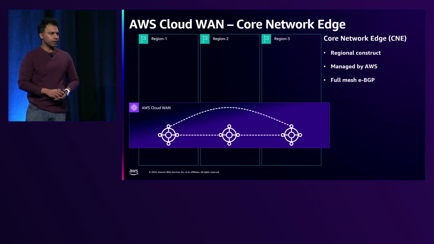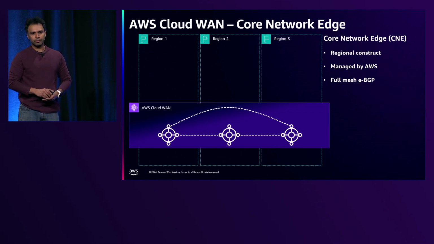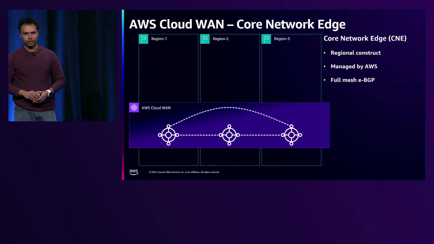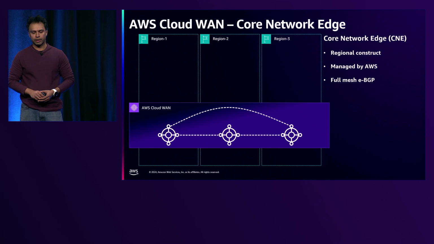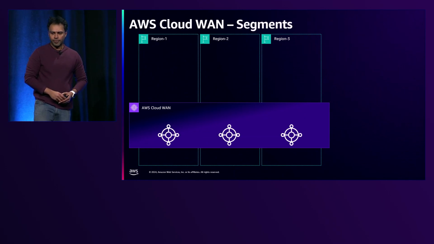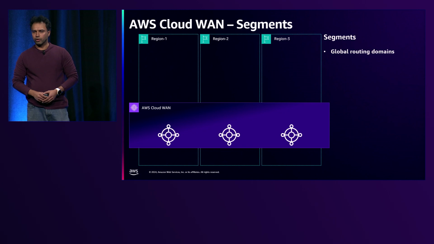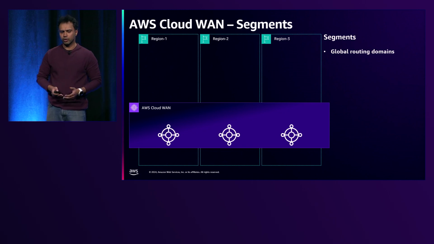The net benefit over a transit gateway is that you also get a full mesh eBGP peering that is, again, completely provided and managed by AWS. And this full mesh eBGP peering allows you to get dynamic routing within the same region or across multiple regions. The second construct is a segment. Think of a segment as a global routing domain or a global VRF or a global routing table even. These are global by default.